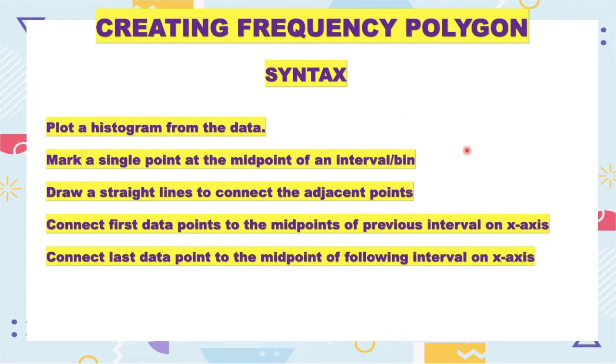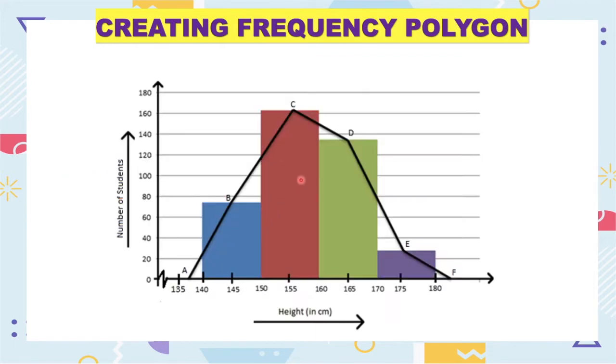So let us try to understand these points from a practical perspective. Here you can see a frequency polygon. In a frequency polygon, we have to get the midpoint of all the intervals. Let's say 140 to 150 is one interval, so here the midpoint is 145. In the range from 150 to 160, the midpoint is 155. And in the range from 160 to 170, the midpoint is 165. So in order to generate a frequency polygon, we have to get the midpoints of the intervals.